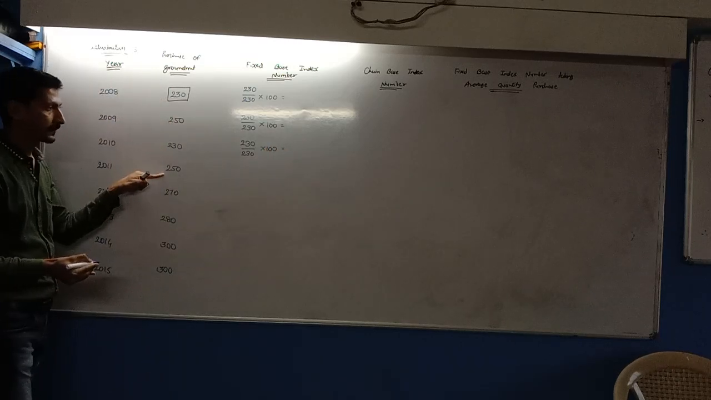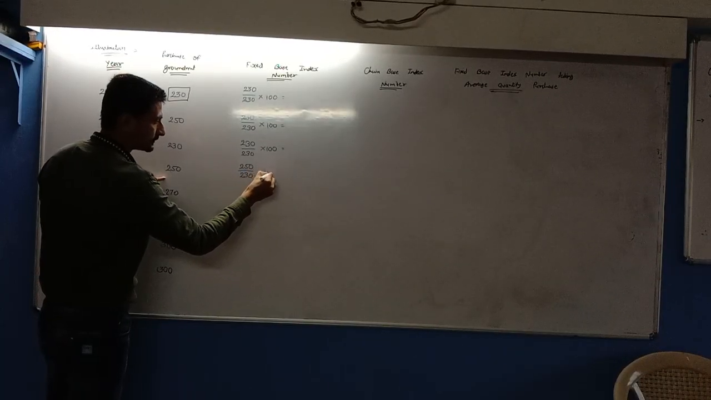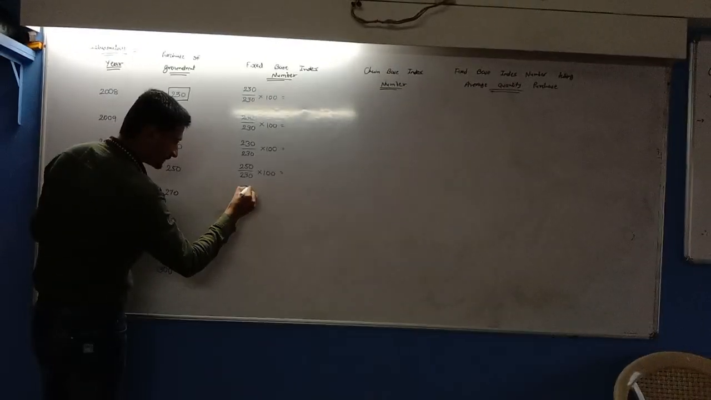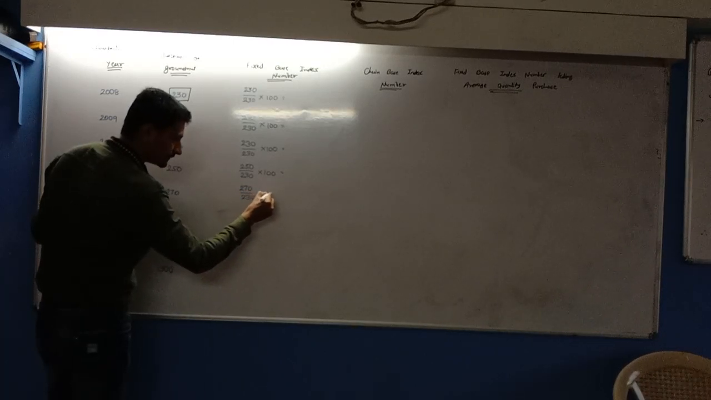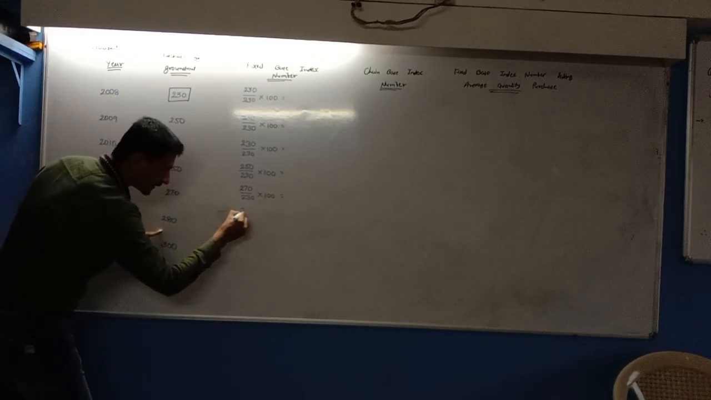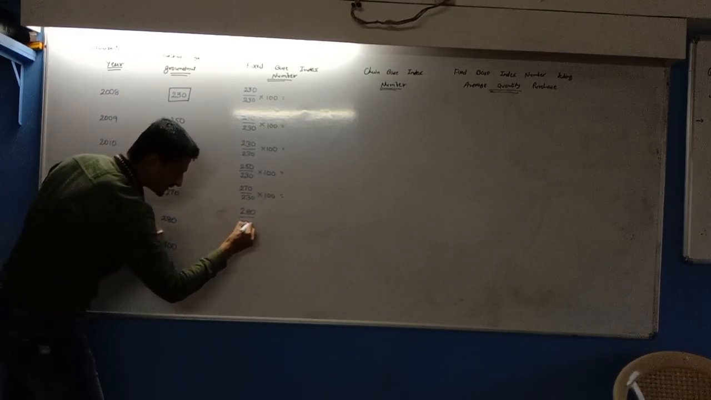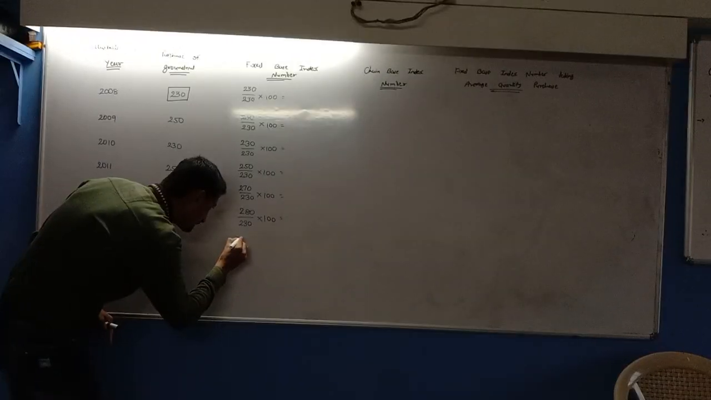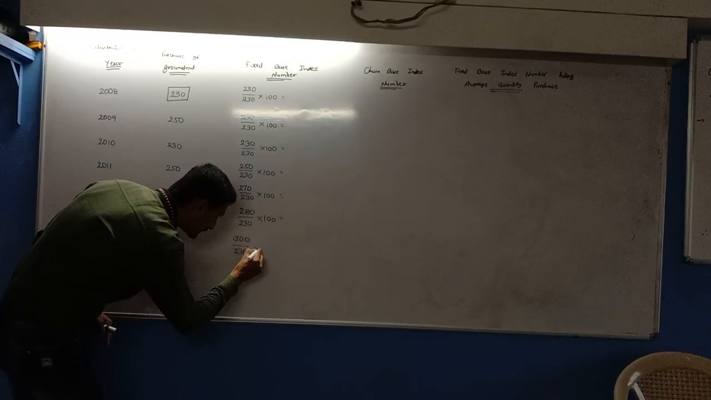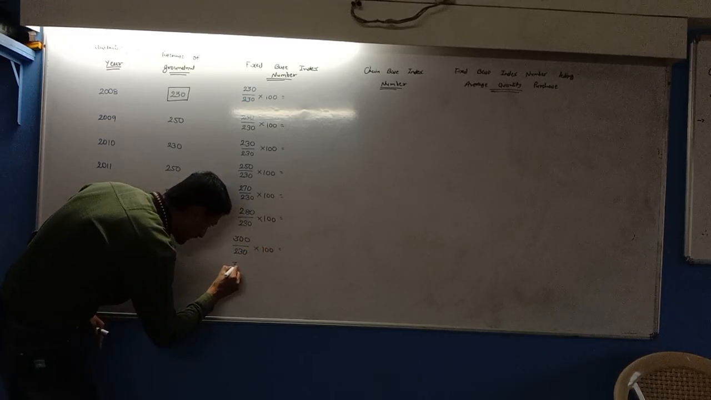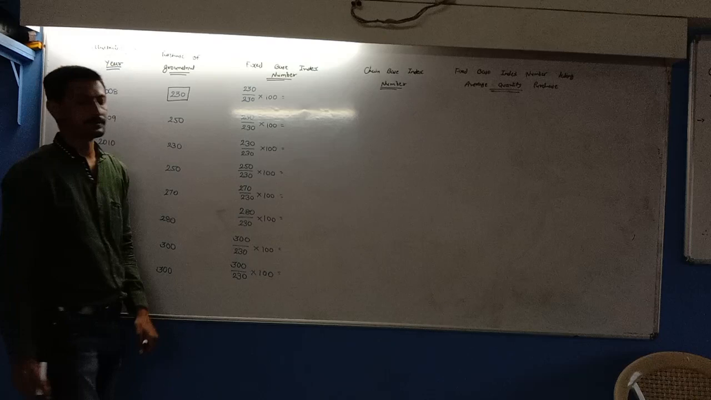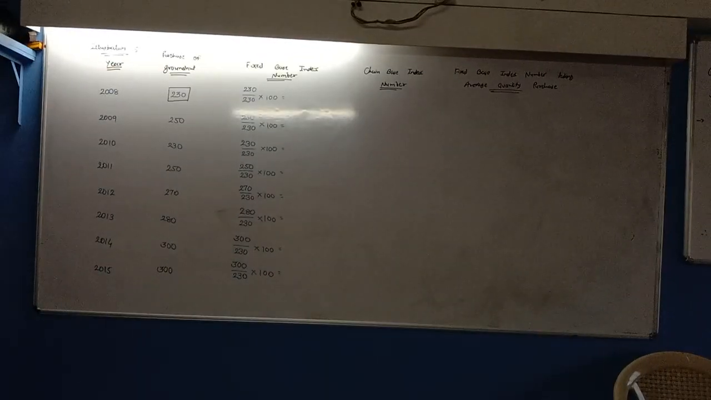Next, 215 divided by 230 into 100. Next, 270 divided by 230 into 100. Next, 218 divided by 230 into 100. Next, 300 divided by 230 into 100. Now next, using the calculator, find the answer.